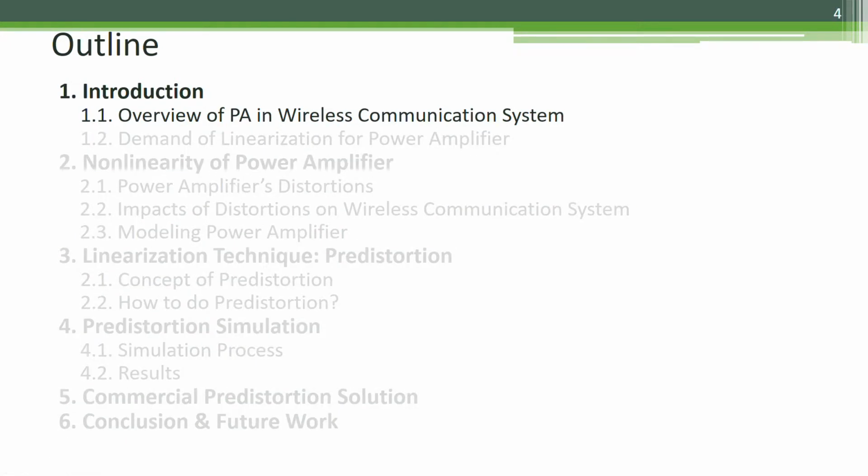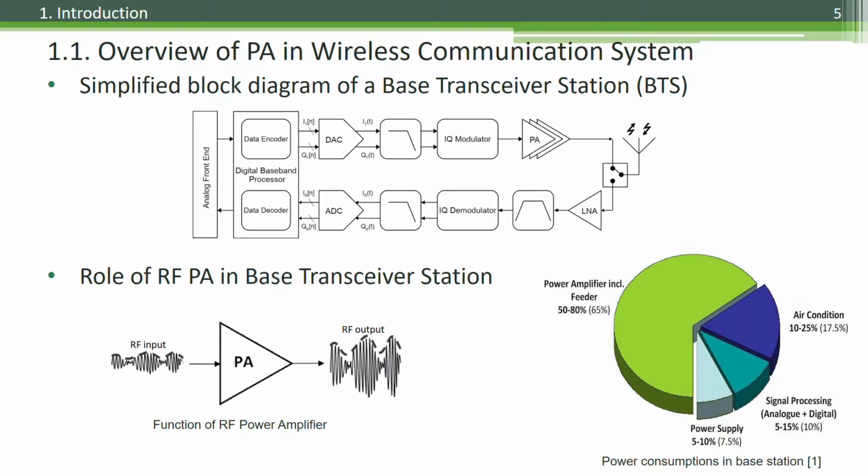Part 1, Introduction. First, I want to talk about the overview of power amplifier in wireless communication system. In wireless communication system, a base transceiver station is a very important equipment that facilitates wireless communication between user equipments and a network. I have here a simplified block diagram of a base transceiver station.